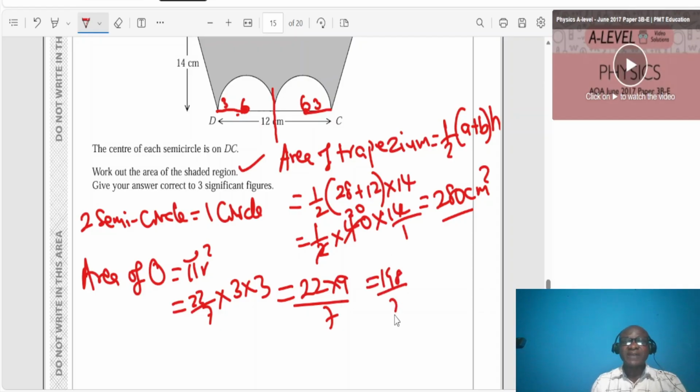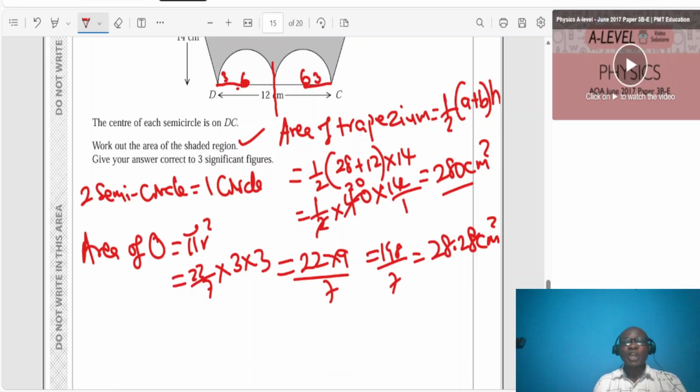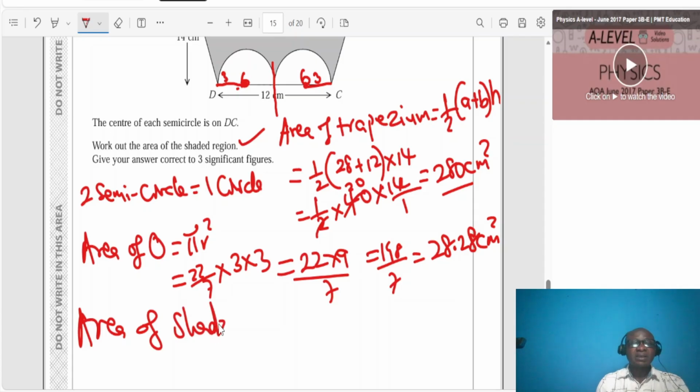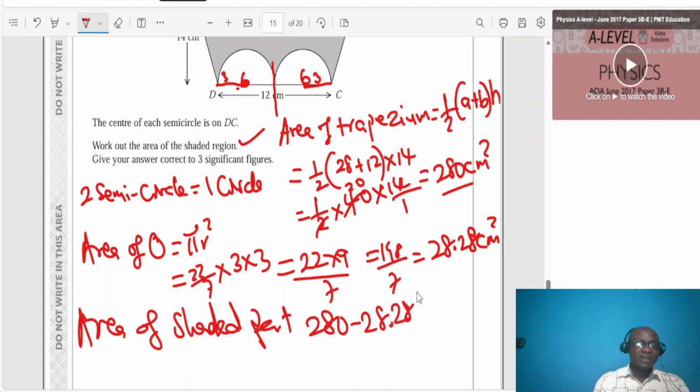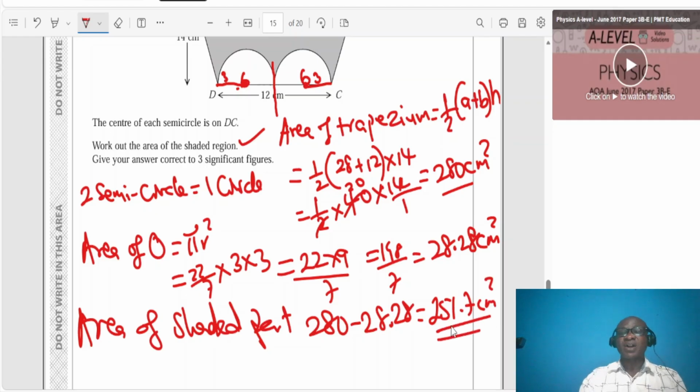And 198 divided by 7 is going to give me exactly 28.285, okay, 28 centimeter square. Therefore, the area of the shaded part now is going to be what? 280 minus what? 28.28. Did you get that? Yes, sir. And that is going to give us 251.7 cm square. This is the correct answer for the area of the shaded part.